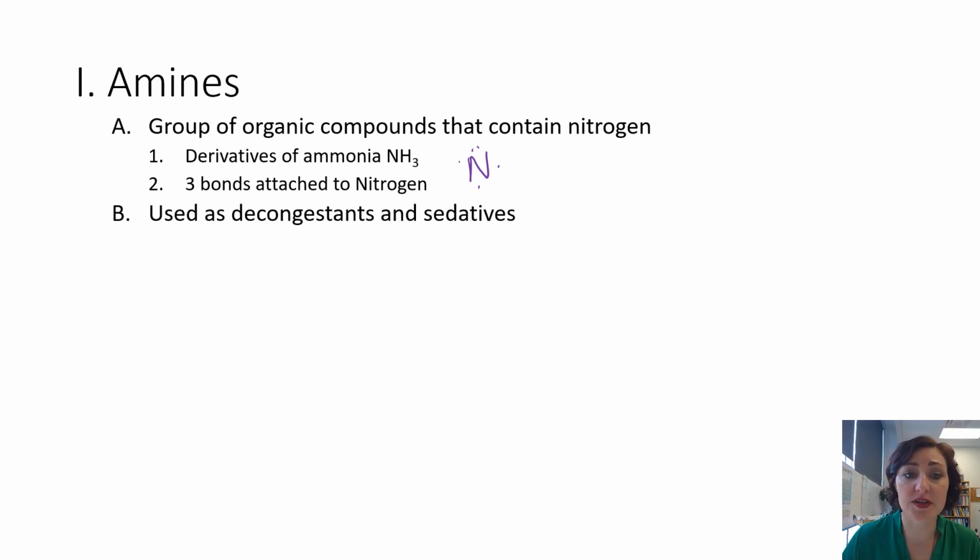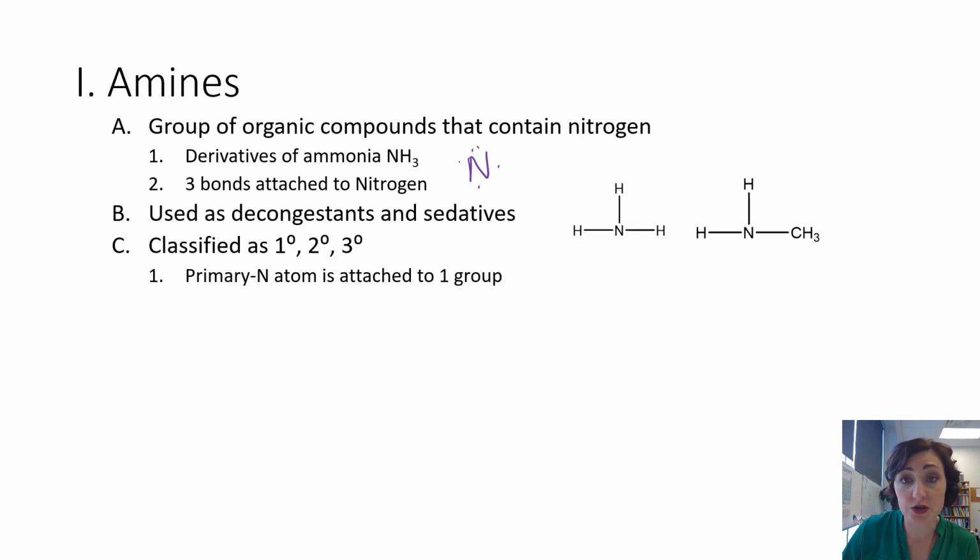In a couple slides, we'll talk about this in more detail, but amines are oftentimes used in medicine as decongestants as well as sedatives. And we can classify them similar to how we classified carbons and alcohols as being primary, secondary, or tertiary. Obviously, we couldn't do a quaternary because nitrogen only makes 3 bonds.